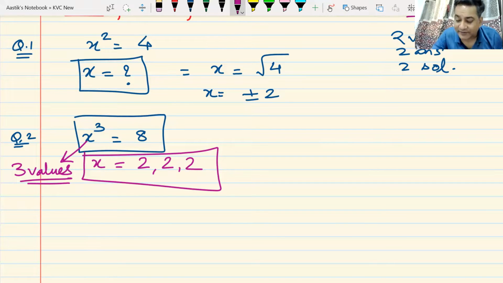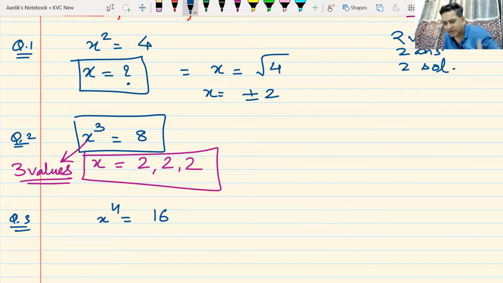Let me give you a very simple example right now. Question number 3. X raised to the power 4 is 16. Can you now give me the answer? What is the value of X?